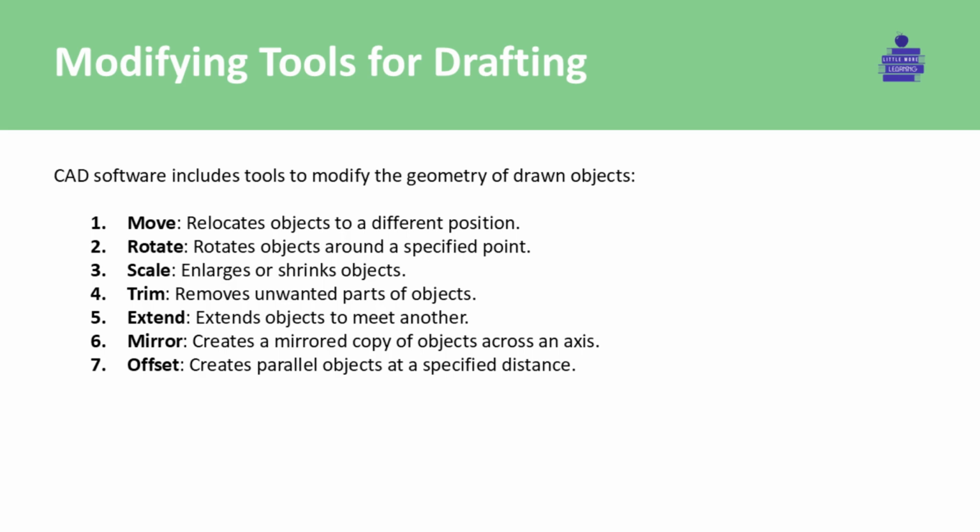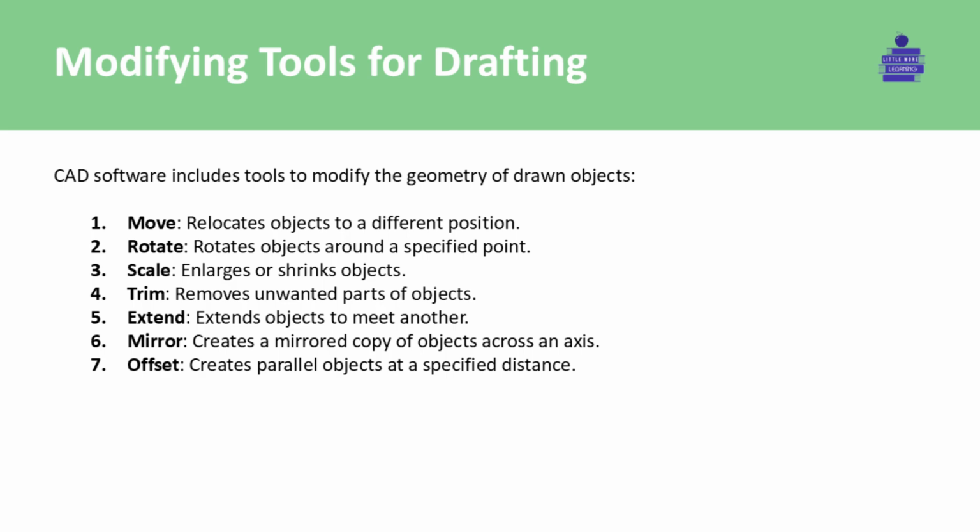Let's explore the magical toolkit that makes CAD so powerful, our modification tools. Think of these as your digital sculpting tools, each serving a unique purpose. The Move tool is like picking up and relocating elements on your drawing, while Rotate spins objects around a point. Imagine turning a wheel. Scale is particularly fascinating. It's like having a digital magnifying glass that can make objects larger or smaller while maintaining their proportions.